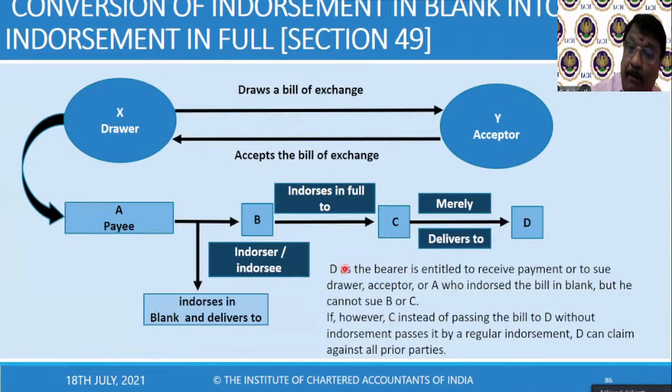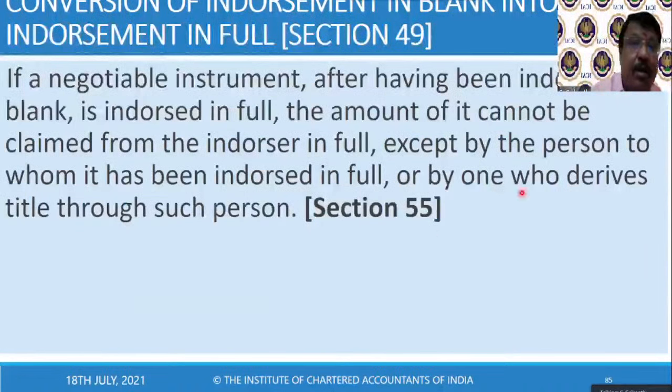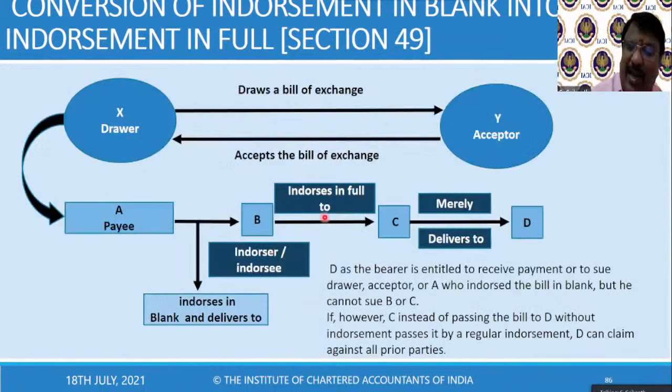Be careful. See why it happened: because C did not put D's name as an endorsee there. C didn't sign it. Therefore, the amount of it cannot be claimed from the endorser in full, except by the person to whom it has been endorsed in full or by one who derives title. So technically, C can sue B, but D cannot sue C or B.